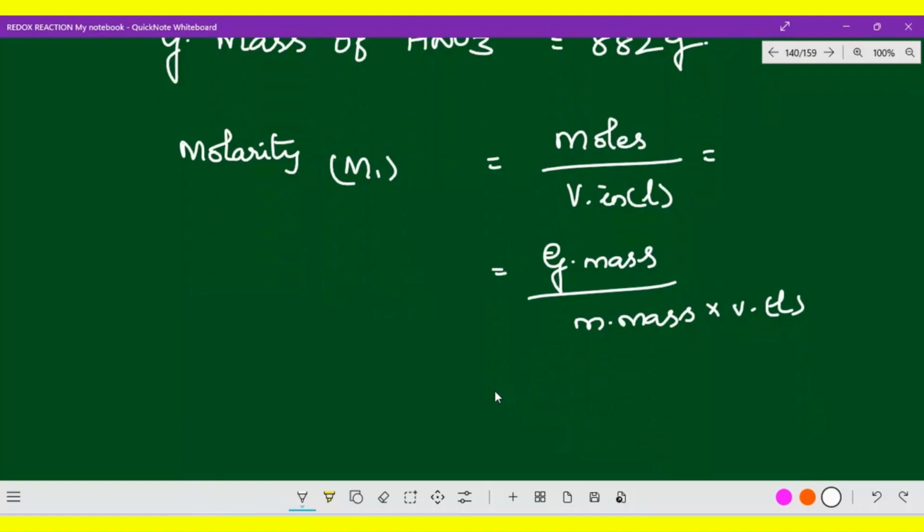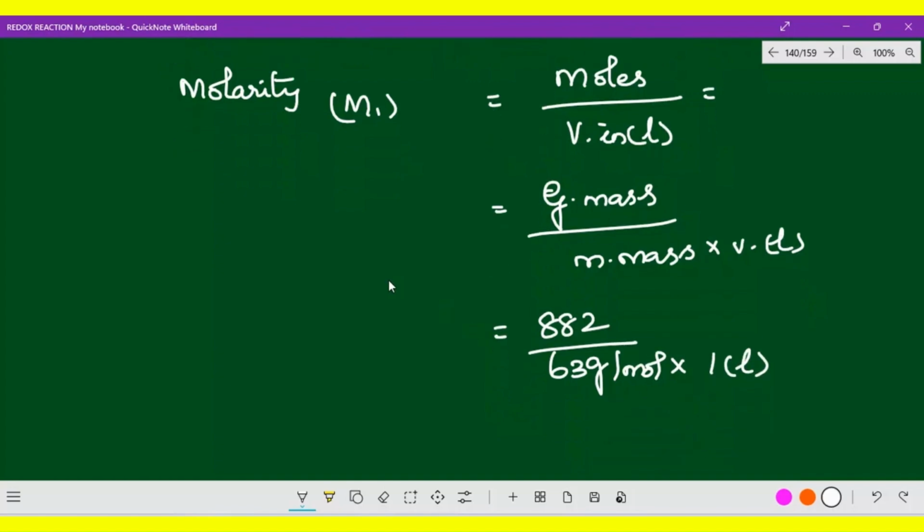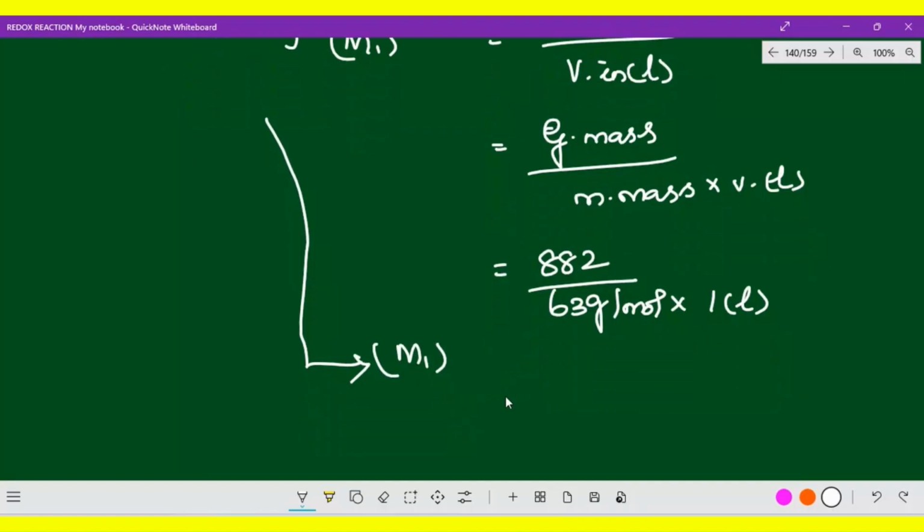So here, 882 divided by 63 gram per mole into volume in liter, which is 1 liter. Now, what is the molarity? Finally, we are coming to the molarity M1, because they mentioned 2 molarities. So this is the first molarity. This is actually 14 M. M is mole per liter also, we can identify. So 14 molarity, this is M1. I hope you got the clarity.